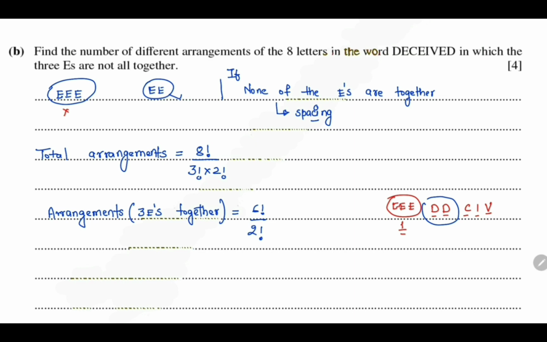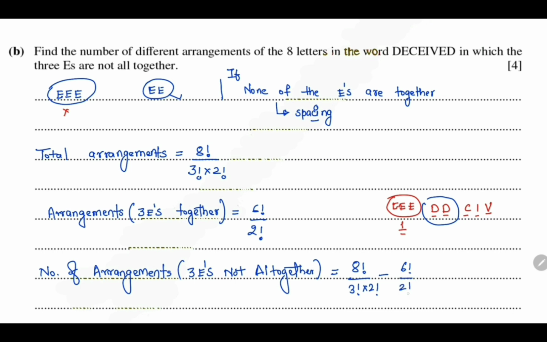So this is my number of arrangements in which 3 E's are together, and to find the number of arrangements in which 3 E's are not all together, it simply becomes total minus together, which is 6 factorial upon 2 factorial.